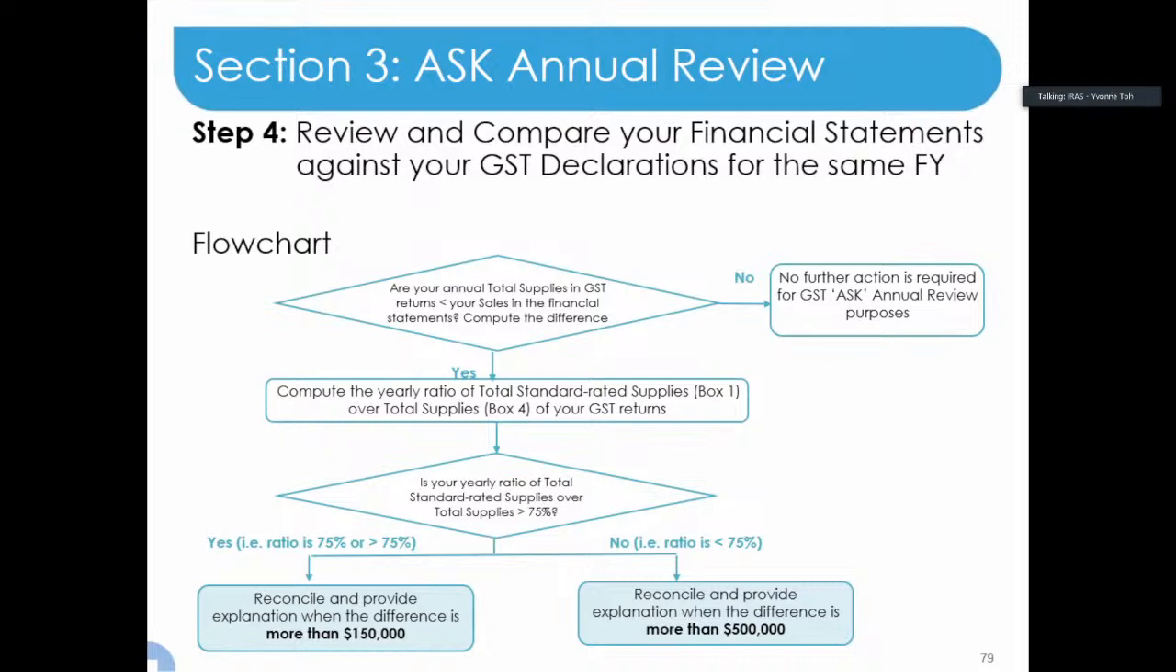If the ratio of standard rated supplies over total supplies is less than 75%, you have to perform this reconciliation if the difference between your total supplies and sales figure is more than 500,000.